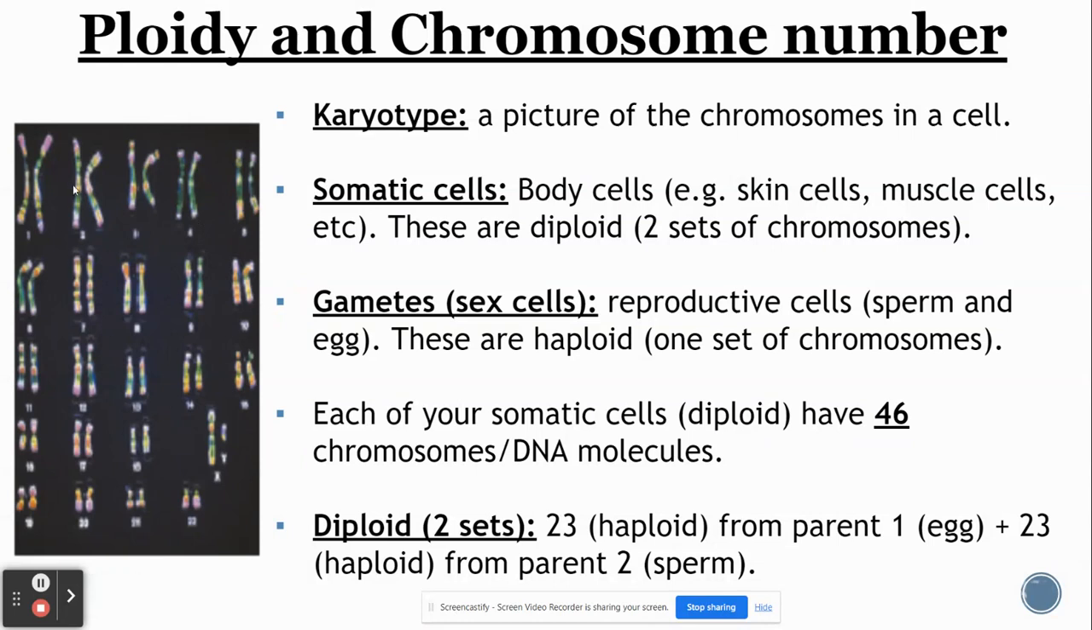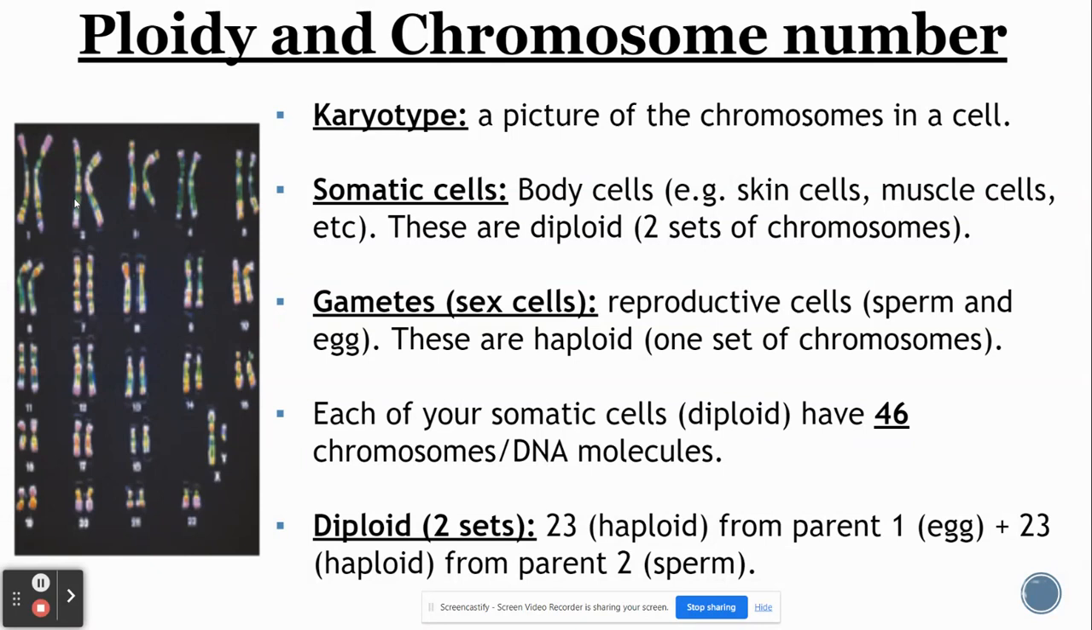We sometimes instead say 23 pairs, like this is a pair, this is a pair, this is a pair, that's a pair, that's a pair. So there's basically 23 pairs, which is 46 chromosomes. Now, within each pair, so this pair here, one comes from one parent and the other comes from the other parent. So your DNA came from your parents. Half the DNA came from parent 1, half the DNA came from parent 2.